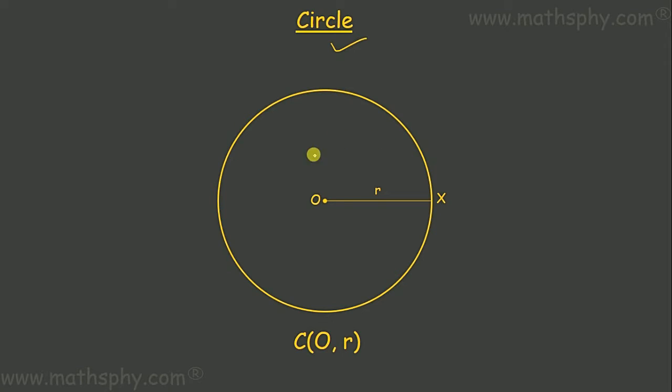All the circles will always have a fixed point which is called the center of the circle. This is the center of the circle. I have named it as O, and the distance from this center to any of the points on the boundary of the circle is called the radius of the circle. Abbreviation for the radius is r, small r. Distance from this center to any of the points on the circle, whatever point you choose on the circle, will always remain the same.